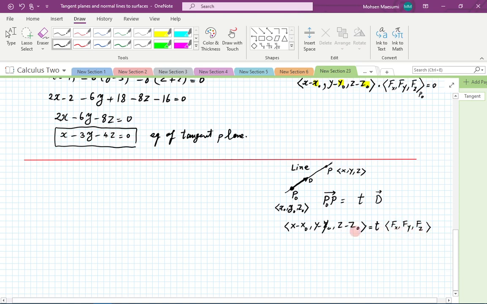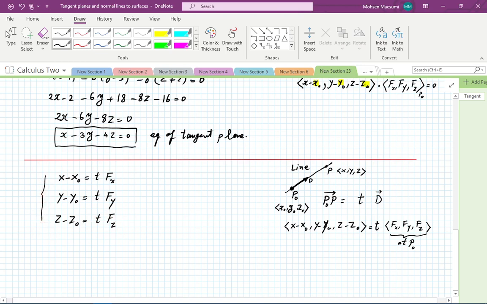Okay. And now this is a vector, that's a vector. The two of them are equal if the first is equal to first, second is equal to second, third is equal to the third. Let's write them down. So x minus x0 becomes a multiple of fx. Again, these are evaluated at that starting point p0. Y minus y0, that is t times f sub y. And z minus z0, that's also t times f sub z. You notice everything is so clean cut and similar to each other.